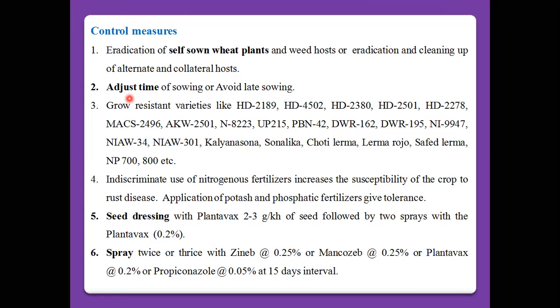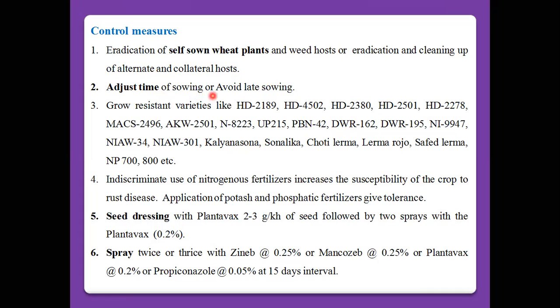Suppose on the alternate host, pycniospores are present or developed, but aeciospores are not developed. So these aeciospores cannot infect the wheat crop. In this way, break the chain of these spores. Means they require more than two hosts on which they produce the five types of spores.